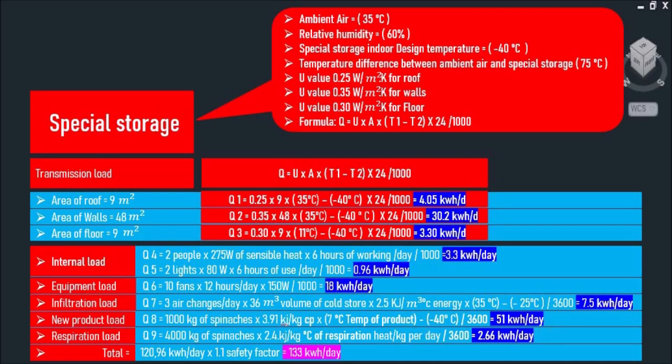per day. Respiration load, 1000 kilograms of spinach, dropping this number in, 2.66 kilowatt hours per day, and adding these numbers in gives us a total cooling load of 120.96 kilowatt hours per day, multiplied by a safety factor of 1.1. That gives us a total cooling load of 133 kilowatt hours per day.